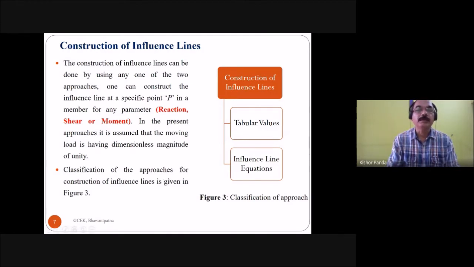Classification of the approaches for construction of influence lines is given in figure 3. So this is the classification of approach. There are two approaches to construct the influence line. The first approach is tabular values: by using the tabular values you can draw the influence line, or by using the influence line equation, you can draw the influence line.